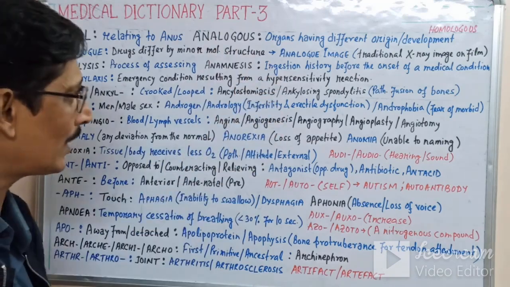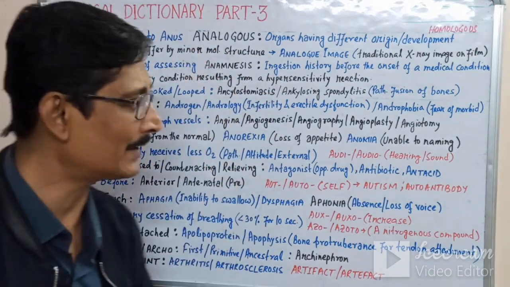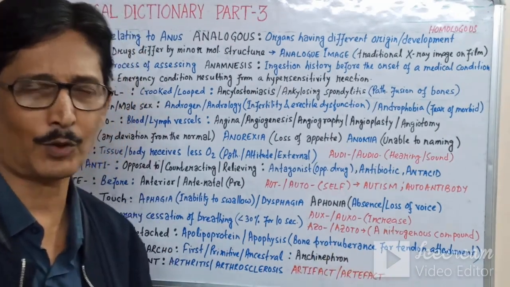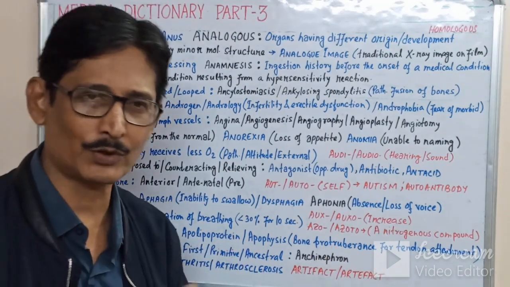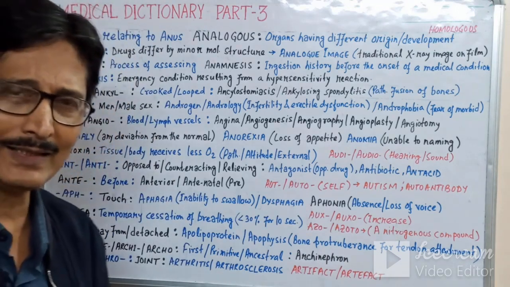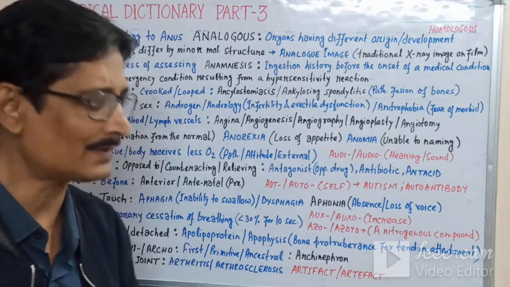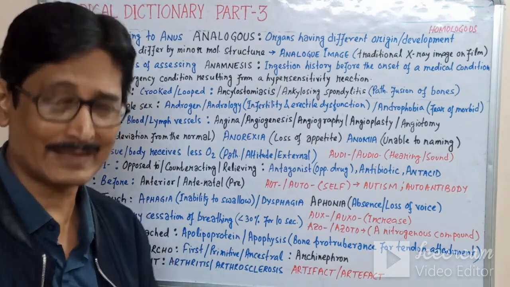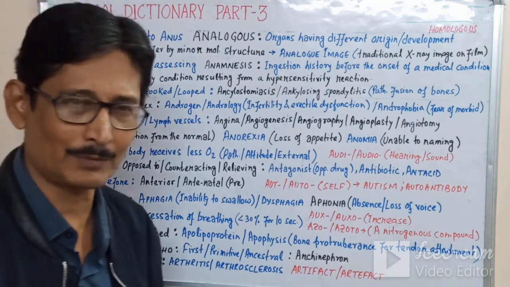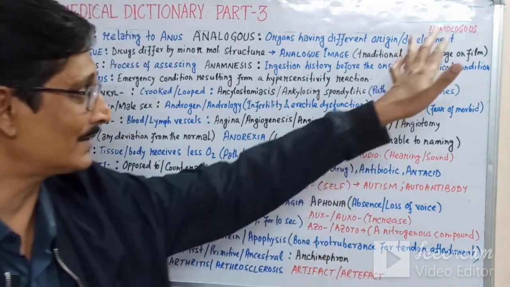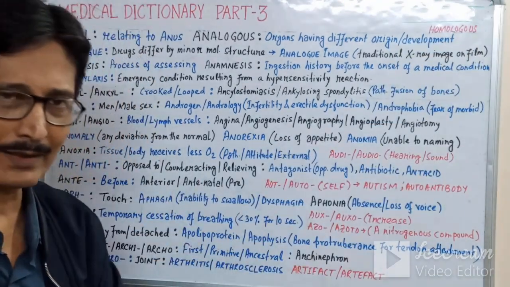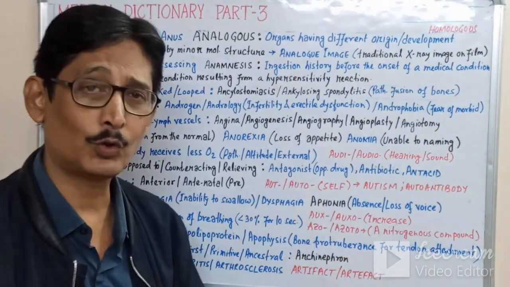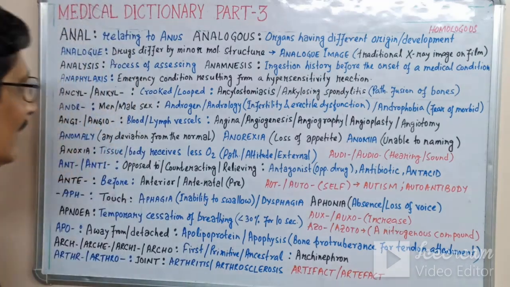That is analogous. Analogous means organs having different origin or development. If organs develop from a different origin, or the process of development is different, then these two organs are called analogous organs. Likewise, if they are from the same origin or the same development process, the word is homologous. So in the gene chapter, you should study homologous genes, analogous genes, like that.